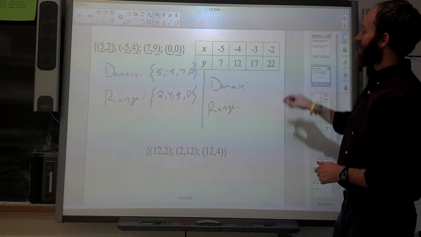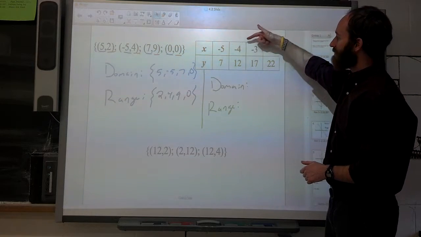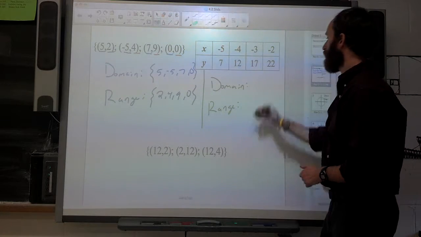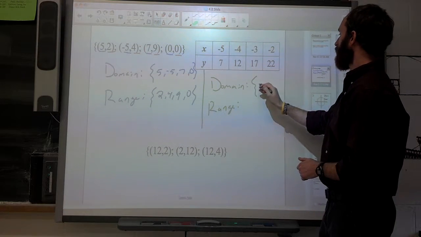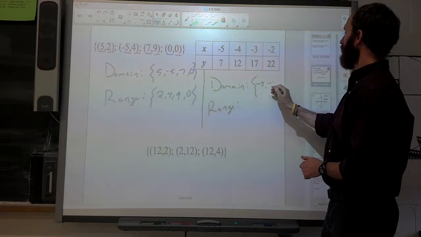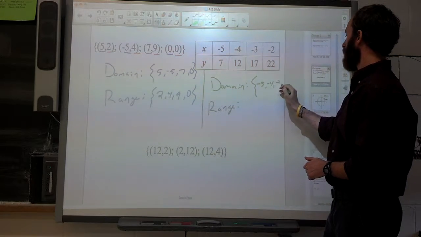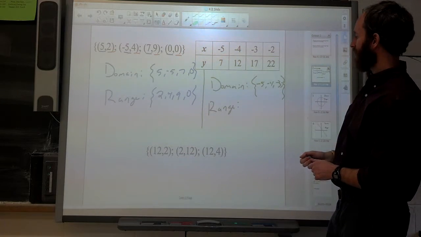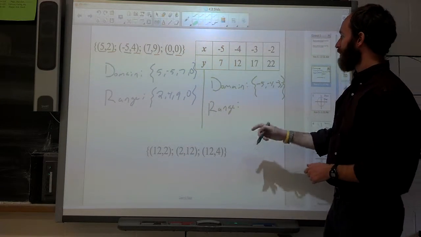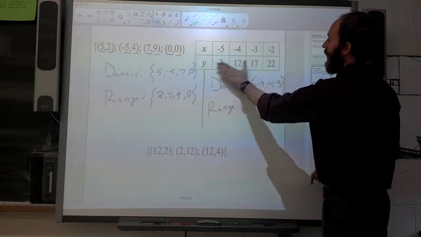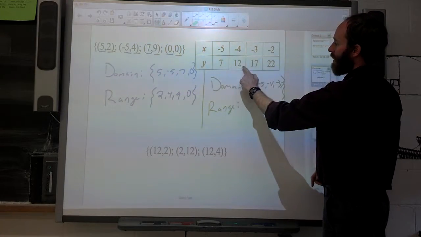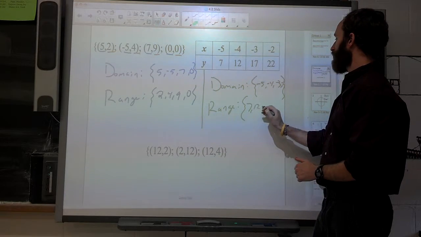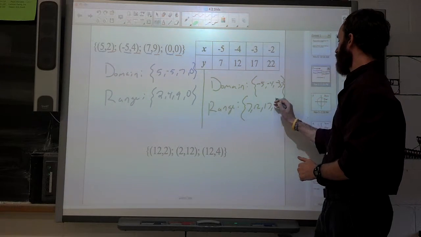So again, our domain is going to be all x values: -5, -4, -3, and -2. Sorry about that, a little close to the edge there. Range is going to be your y values. So again, pulling them right from our table, y values: 7, 12, 17, and 22.